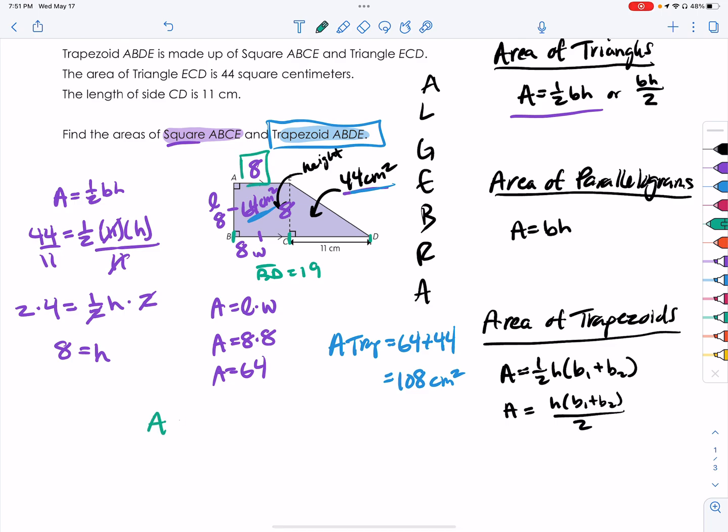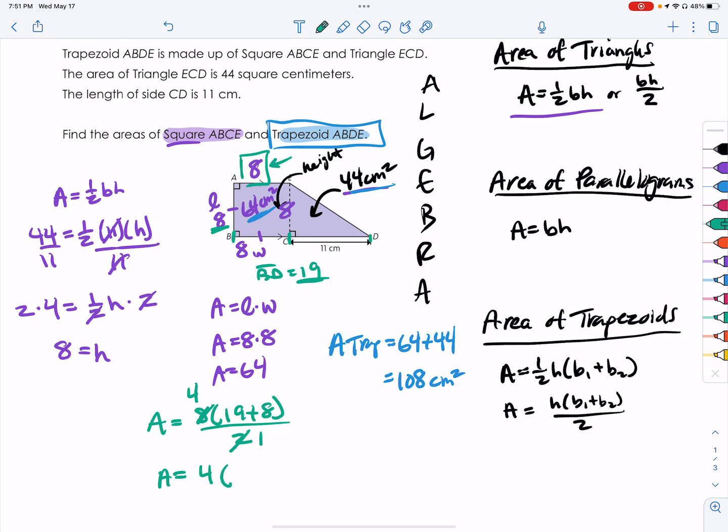So in our formula, we know our height here, that's our height because it's perpendicular to those parallel sides, is 8. And we're multiplying it by the sum of the two bases. So that's the sum of 19 plus that 8 from up top. And then we need to divide that by 2. So A equals, let's do some simplifying.